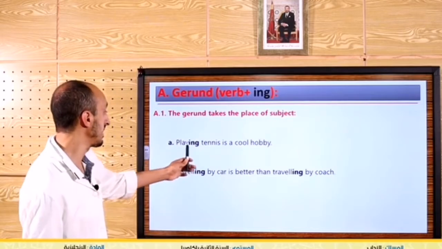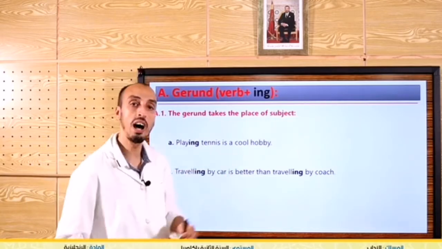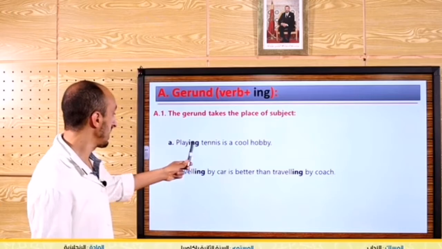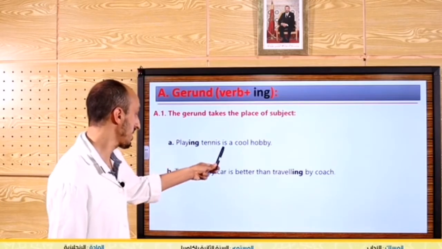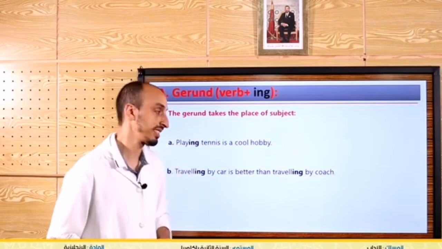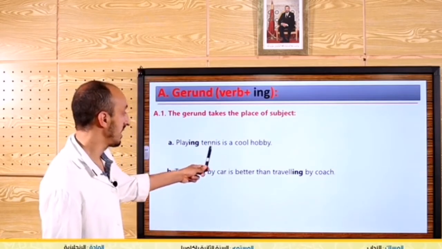So playing tennis is a cool hobby. Playing tennis is a subject. It contains gerund. Is is a verb. A cool hobby is an object. Playing tennis is a cool hobby.